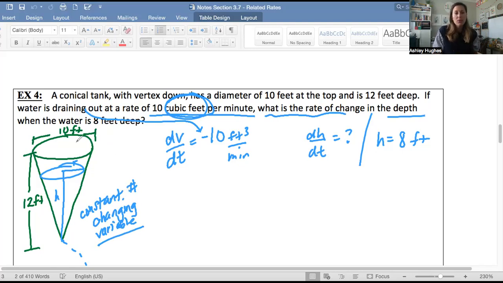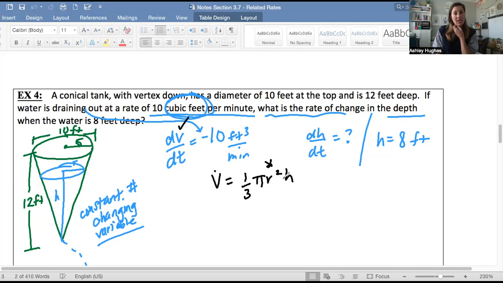So now I'm going to relate these things. So this radius then would be 5, right? And this height is 12. So I'm going to write down my equation of a cone: V equals 1/3 pi r squared h. Now here, remember I said to pause. Do I have a dV/dt? Yes. Do I have a dr/dt? No, I don't have a dr/dt.